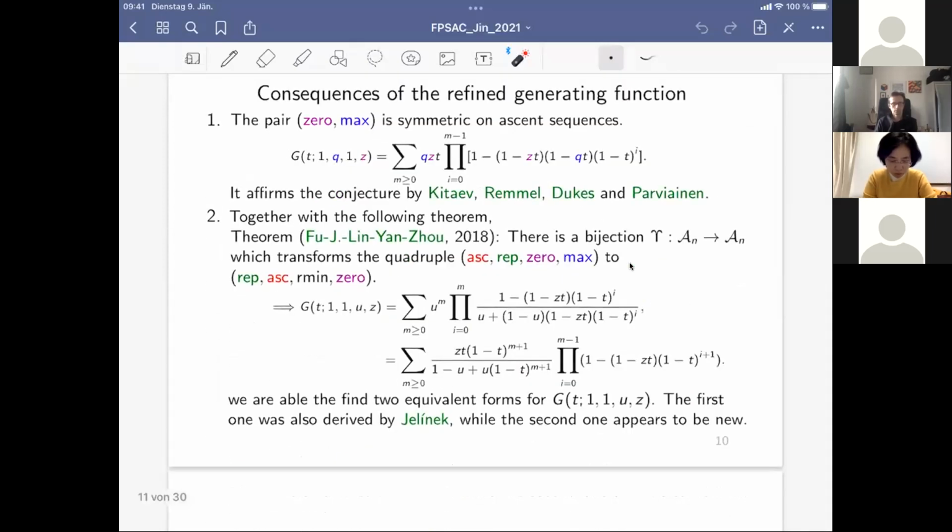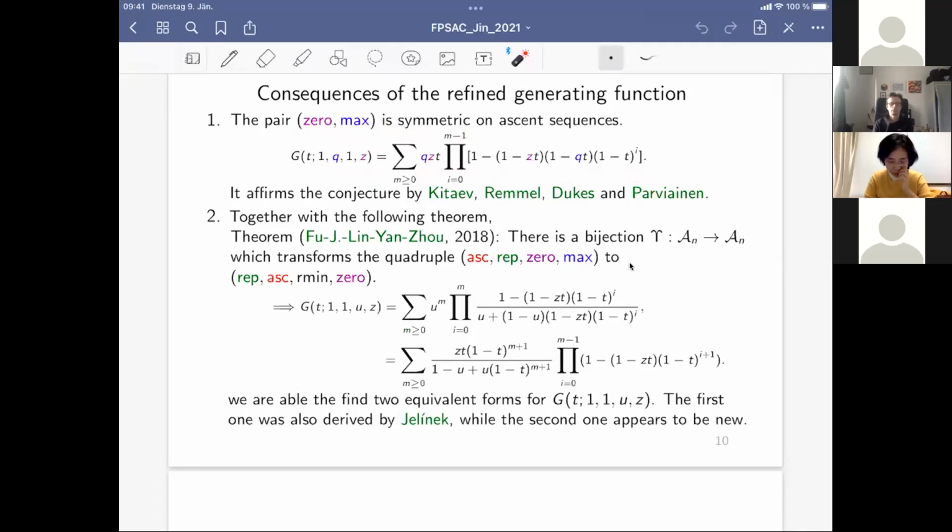The first consequence is that the pair 0 and max is symmetric. If we set U and X to be 1, then we immediately get this generating function, and you can see it is nicely symmetric. So this tells us 0 and max is symmetric on ascent sequences.